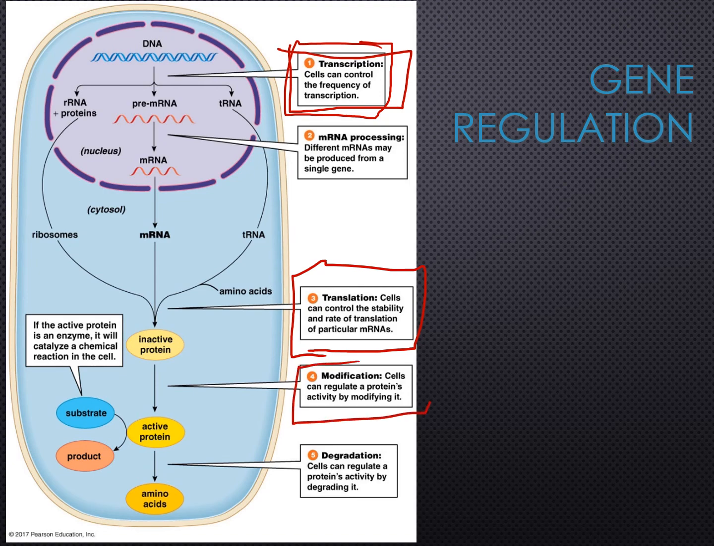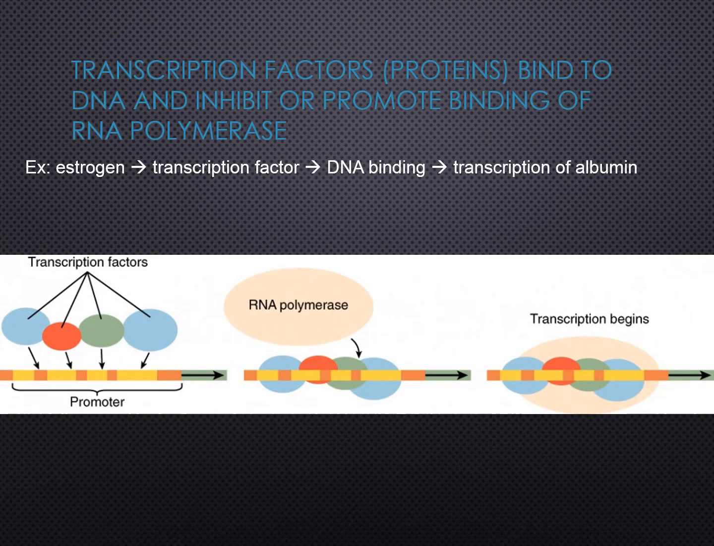Modification. Cells can regulate a protein's activity by modifying it. This will happen in the rough ER or the Golgi body most commonly. It can also happen in the cytosol. Point being, we can modify a protein after it's been produced. Last one, degradation. So we can just break down proteins. After they've been made, we can break them down, and that will essentially get rid of the effects of that gene, at least to some extent.